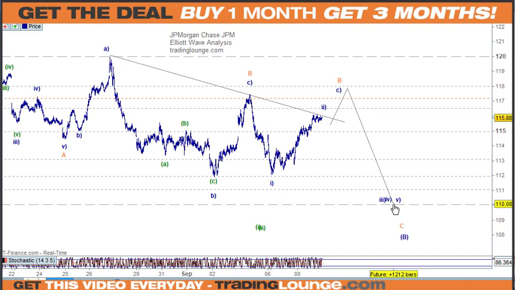But we're not finished here just yet, so we need to look for that short trade, and I think that short trade should be coming late Thursday, Friday for that.